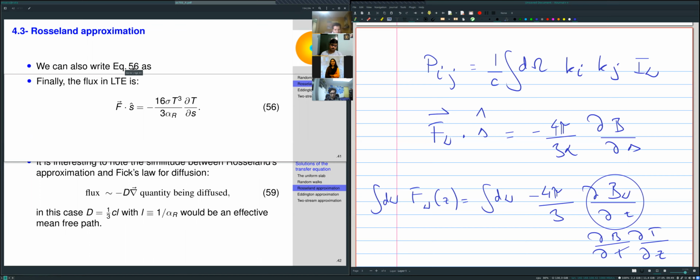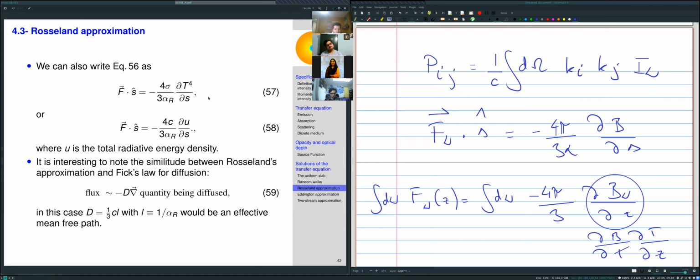This is the same as dT to the fourth power. That's important to note because it means we can replace this temperature to the fourth power in terms of the energy density. The energy density of a black body is proportional to the temperature to the fourth power. And so we see finally that the flux of radiation in the Rosseland approximation is proportional to the derivative of the energy density.